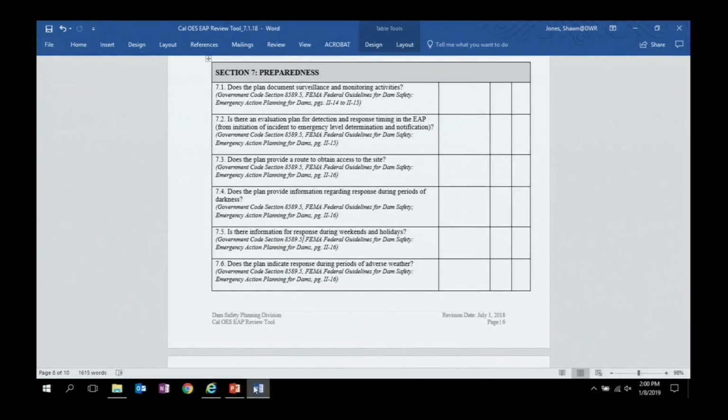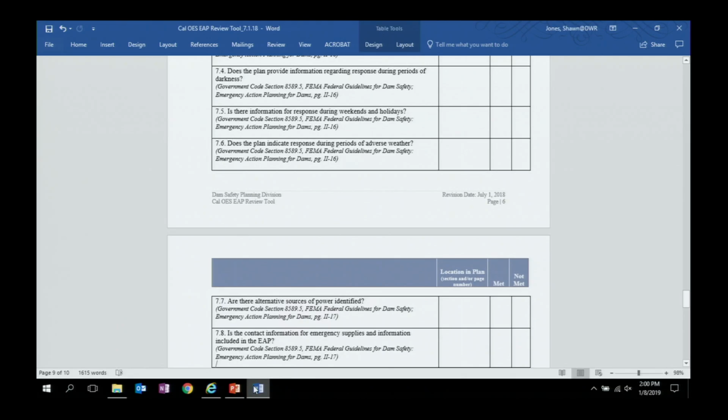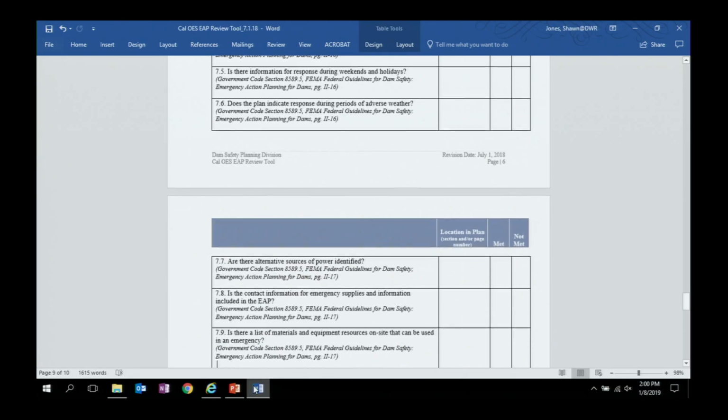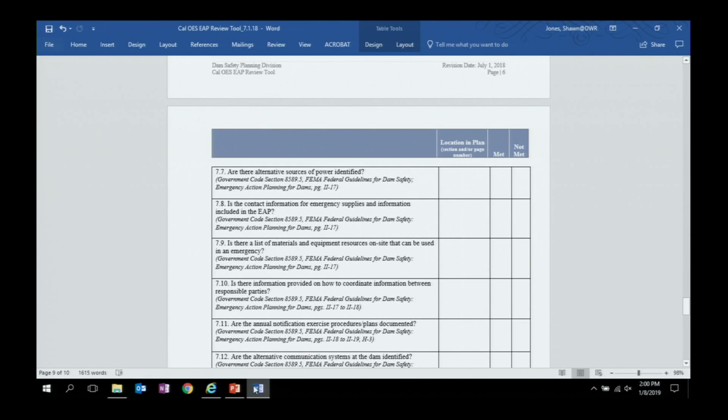Does the plan provide information regarding response during periods of darkness, weekends and holidays, during adverse weather? All those things are key, especially given the type of incident it is and what time of year it is. We want to make sure we know whether there is somebody who is monitoring it 24/7, and are they doing it during those periods of time?